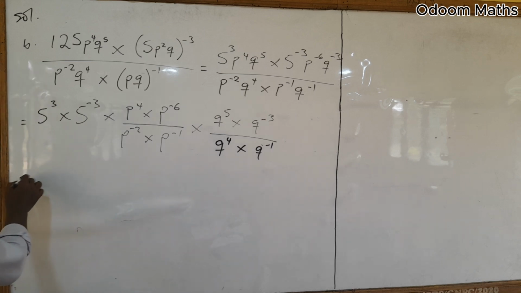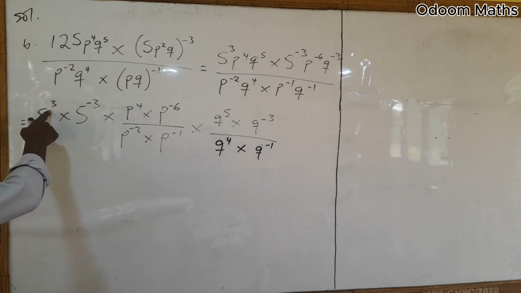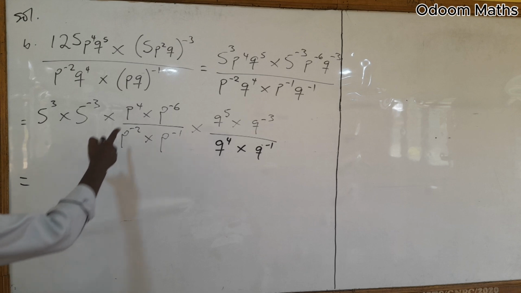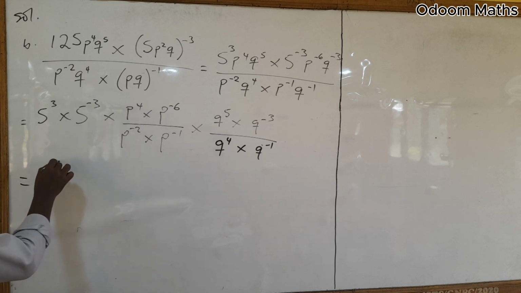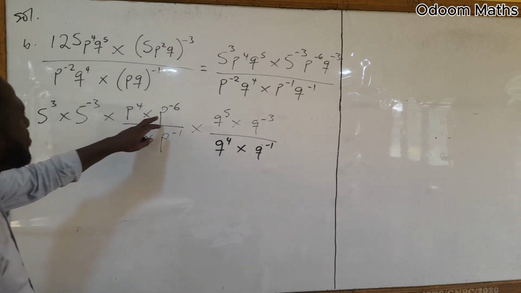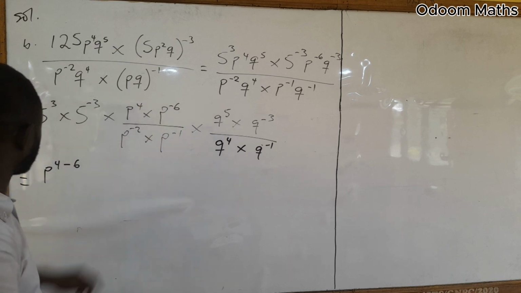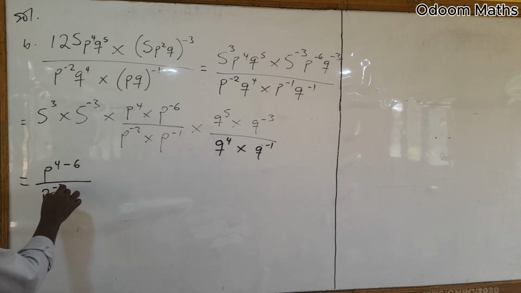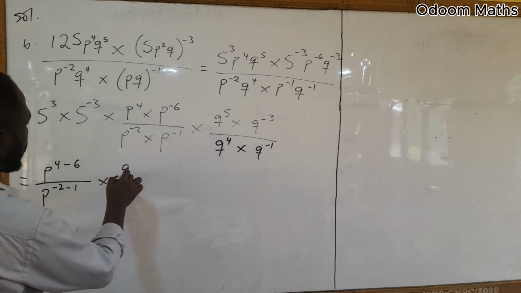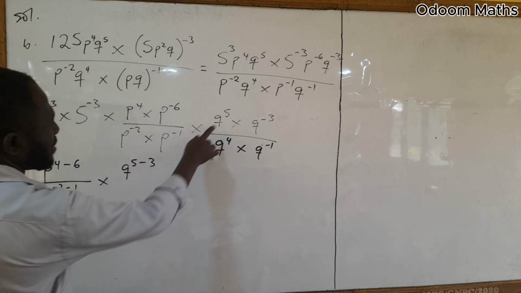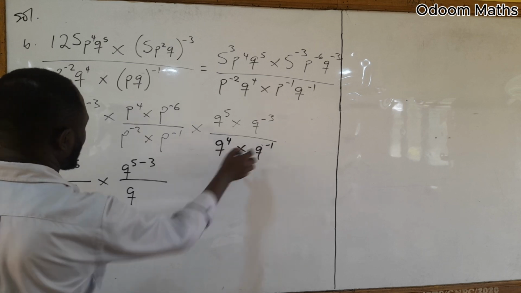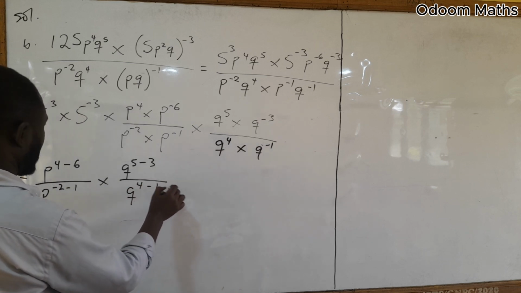Okay, so this is 5 to the power 3 minus 3, which is 5 to the power 0, and any number to the power 0 is 1. So this will go away. So we have p to the power 4 minus 6. That is the same base multiplying, you add. So that is 4 minus 6, divided by p to the power negative 2 minus 1. So negative 2 minus 1 times q to the power 5 minus 3, that is adding, over q to the power 4 minus 1. So 4 minus 1. Okay.